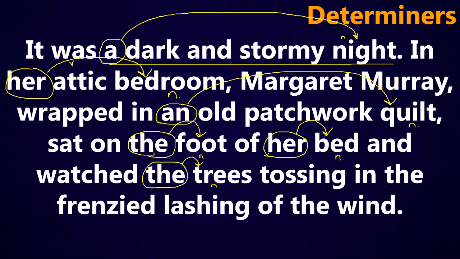Tossing in the frenzied lashing of the wind. So here, this the is identifying the wind. We always say the with the wind, because there's really only one wind. When we're talking about the weather, like even the weather. This the is identifying the lashing, because we said lashing is working as a noun here. So we're talking about the specific thing that the wind is doing. And if you look here, you'll see a, an, and the. A, an, and the are your most common determiners, and they're only determiners. That's the only job that they can do. So if you ever see a, an, and the, you know it's a determiner, and you know it's the beginning of some kind of noun phrase.